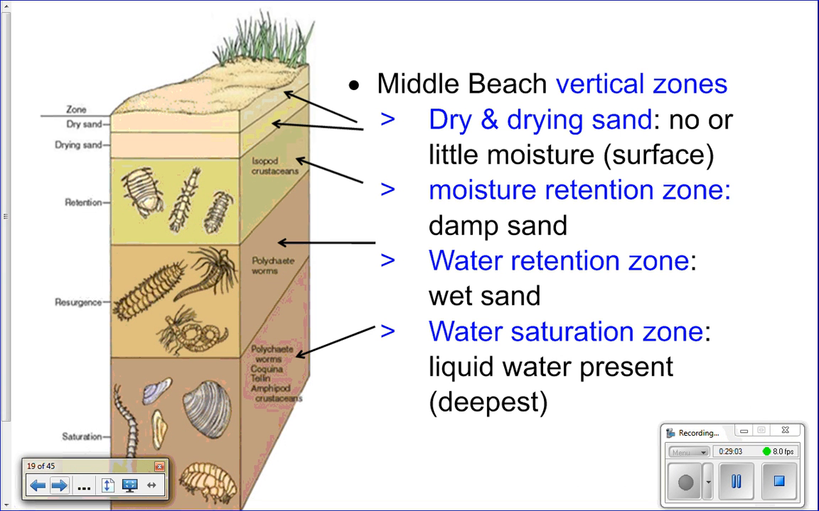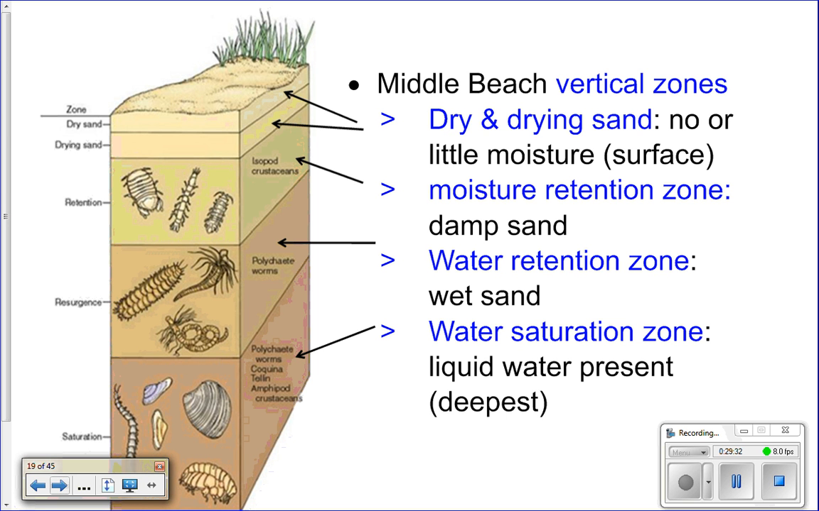So vertical zones. That very top layer, like we talked about, is very unstable. You're not going to find too much in it. And that top layer of sand we call the drier drying sand. So how many of you have ever been to the beach and you're like, I'm going to dig a hole, right? And so you start digging your hole, and at first, you're digging through dry sand, or it's not really wet, okay? So that top layer that you're going through is the drier drying sand zone.